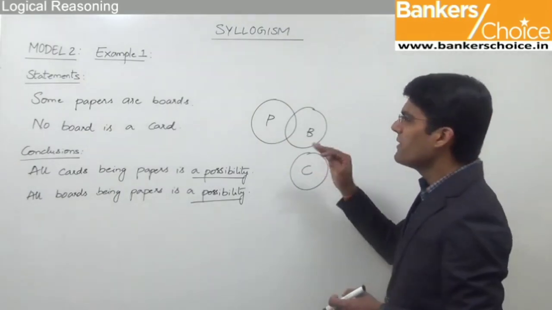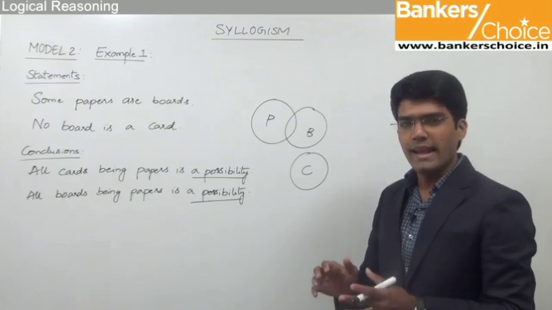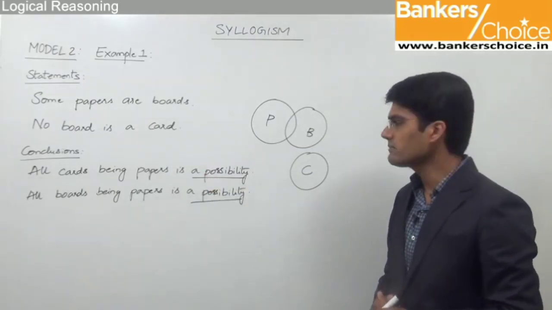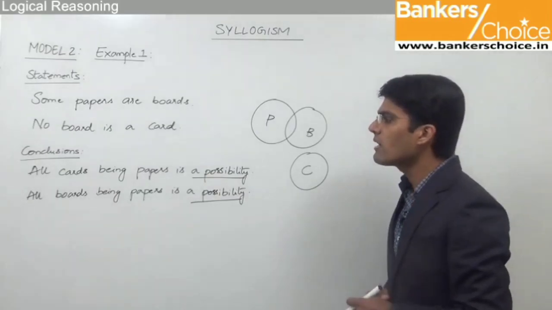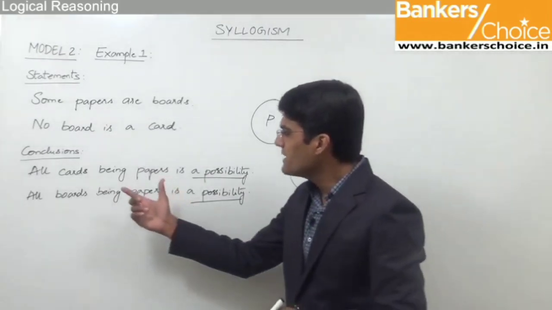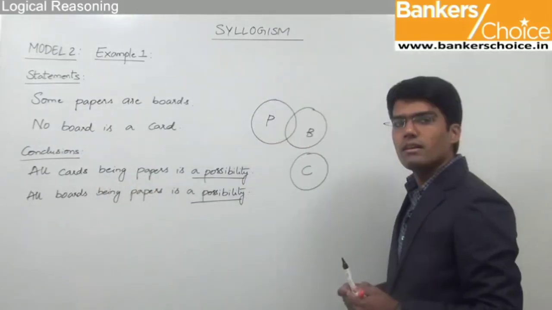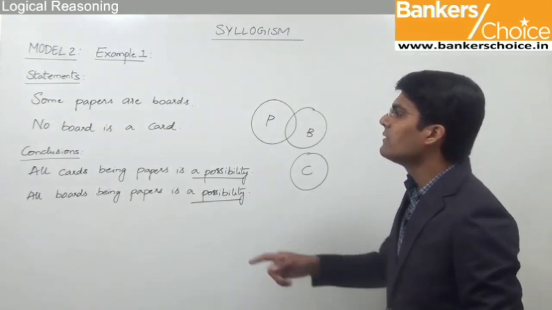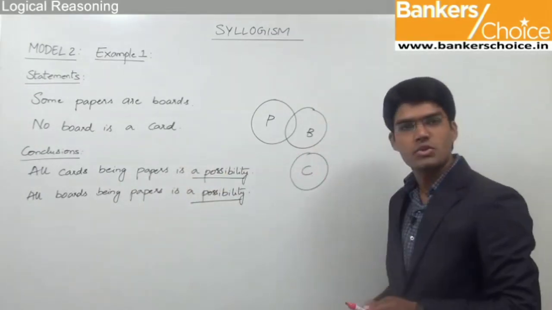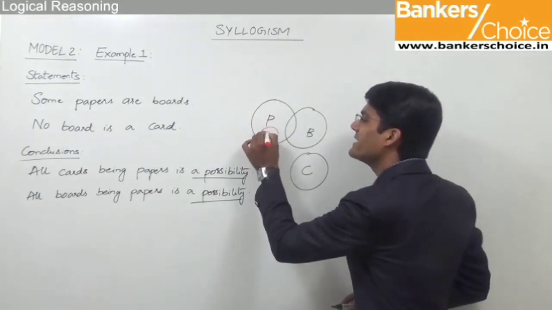Now, instead of checking from various diagrams, let us look at the given conclusion, which is in terms of possibility, and understand that can we draw a diagram for such a possibility or not. For example, the first one is all cards being papers is a possibility. So as you can see here, we just need to check whether all cards can be papers or not. Now, if you go by the statements here, we know that no board is a card. So as per the basic diagram, cards have been represented as shown here. But it is also possible that we can take all the cards inside the papers.